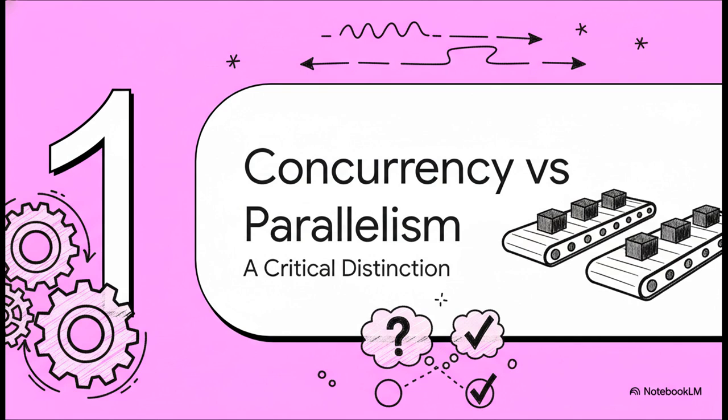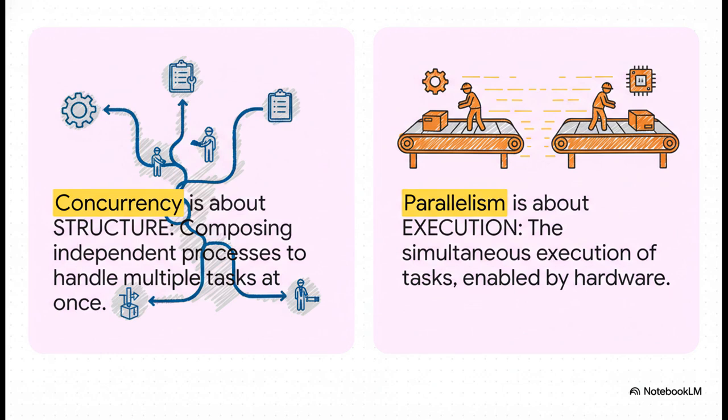Okay, before we go any further, we have to clear up a huge point of confusion. You'll hear the words concurrency and parallelism thrown around like they're the same thing. They are not. And truly understanding the difference is the key to unlocking everything else we're going to talk about. So here's the absolute critical point. Concurrency is about structure. It's how you design your code to deal with multiple things at once, even if it has to quickly switch between them.